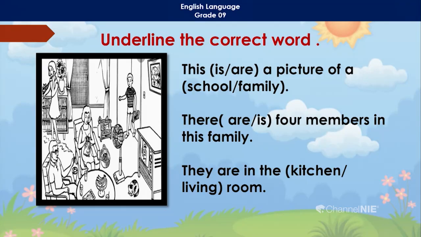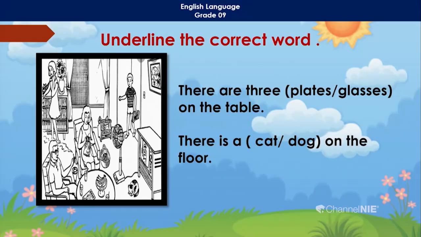They are in the kitchen, living room. They are in the living room. They are not in the kitchen. There are 3 plates, glasses on the table. There are 3 glasses on the table. There is a cat or dog on the floor. There is a cat on the floor. Am I right? Let's see.